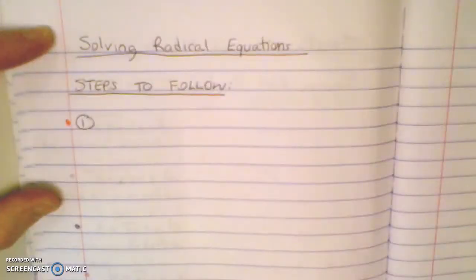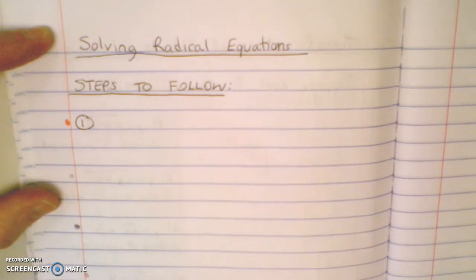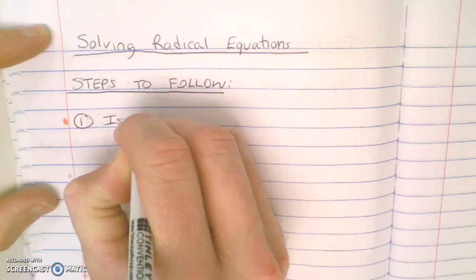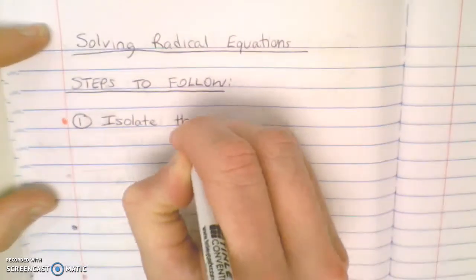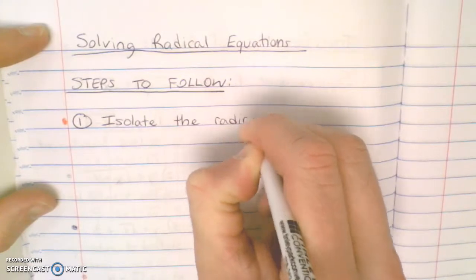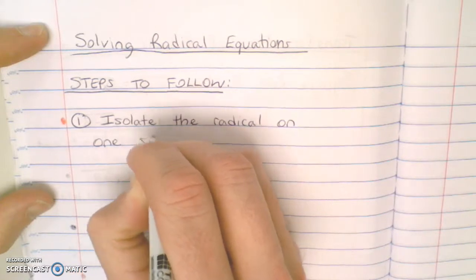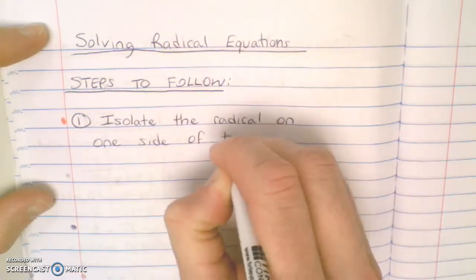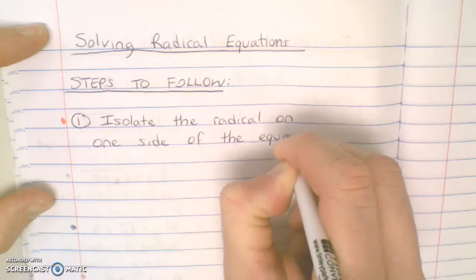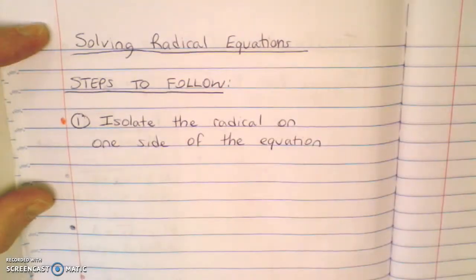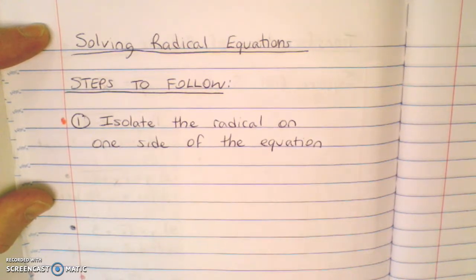First, your goal is to isolate the radical on one side of the equation. So remember, isolate means you just get it by itself. So you want to undo the things that are going on around, outside of the radical, to get it by itself.